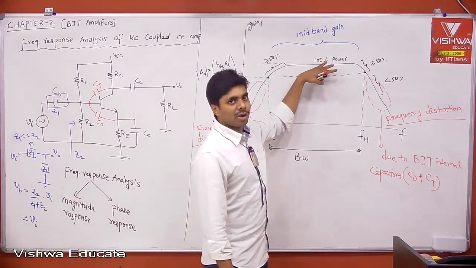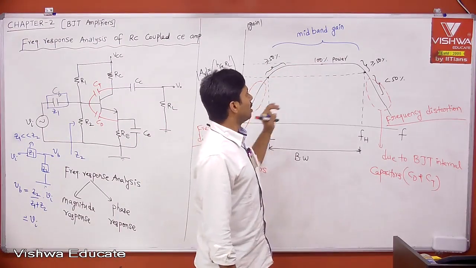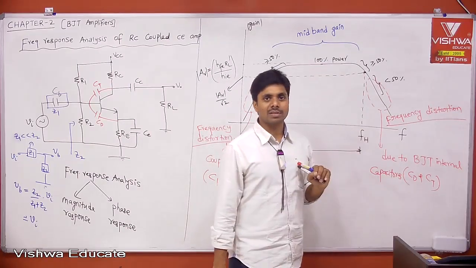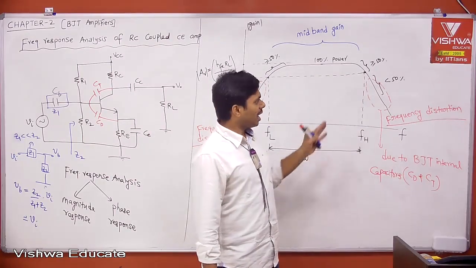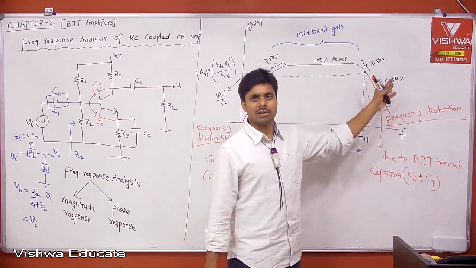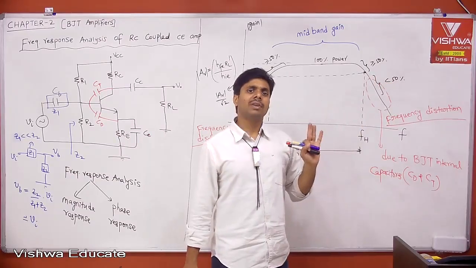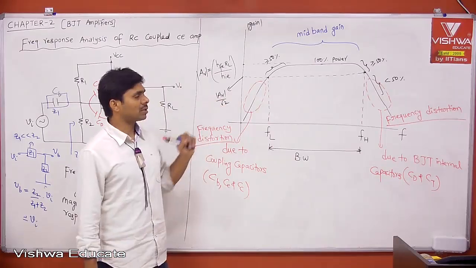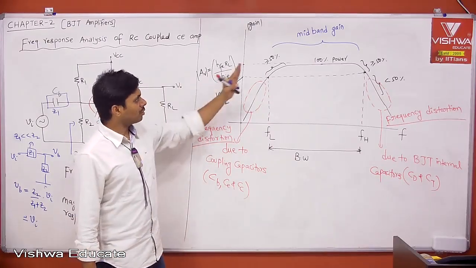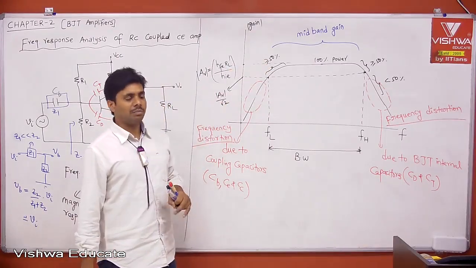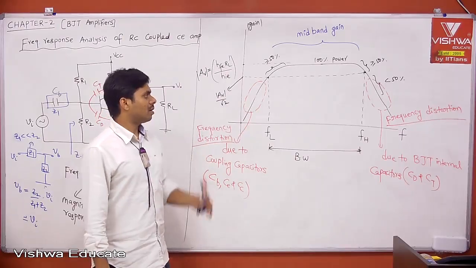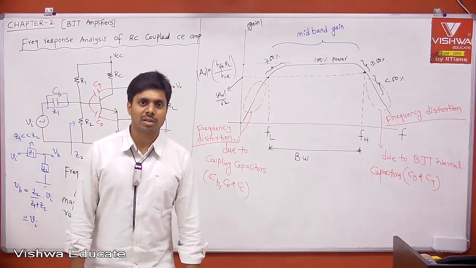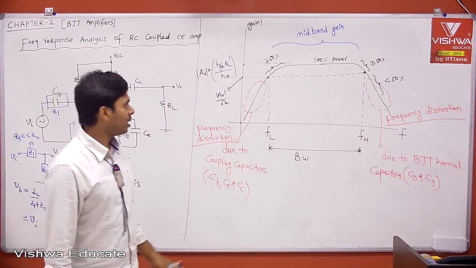Mid-band gain. We are not getting gain for low frequencies. We are not getting gain at high frequencies, right? At least I am not expecting very high gain at higher frequencies. I don't want, let us say, high frequency signal processing. At least I want low frequency signal processing. Therefore, at least I want to amplify low frequency signals. But your RC coupled CE amplifier does not have low frequency signal amplification, right? That is the limitation.